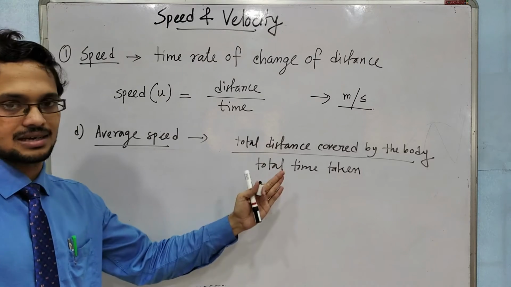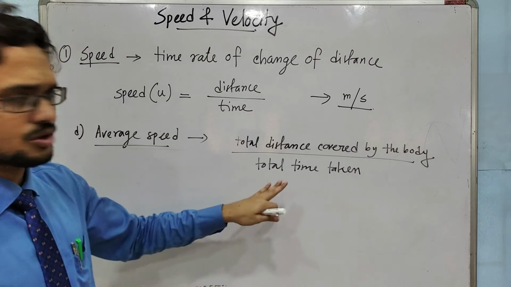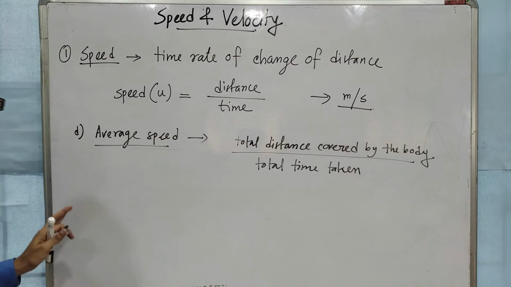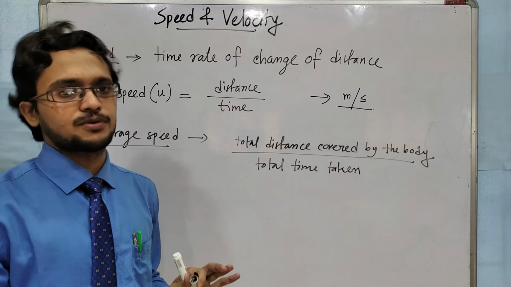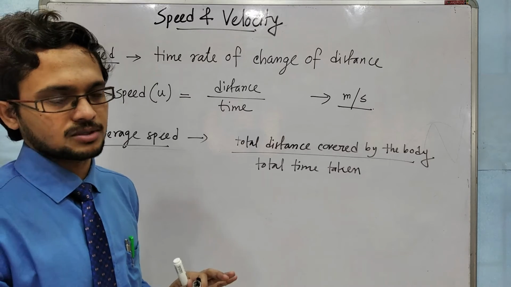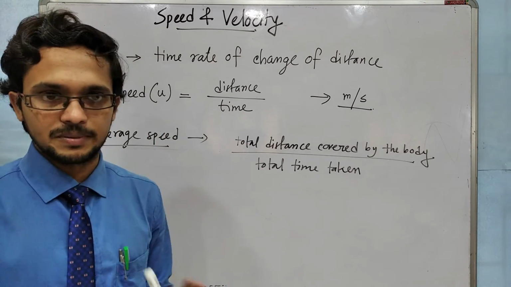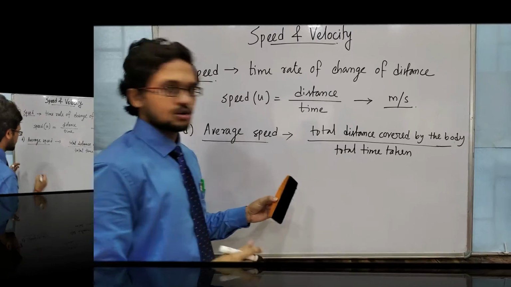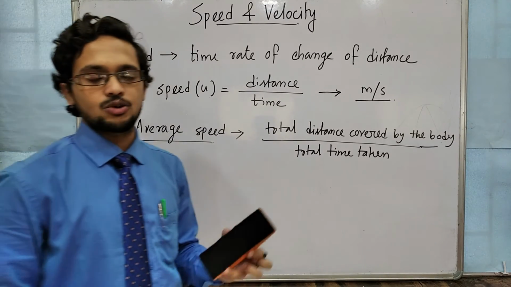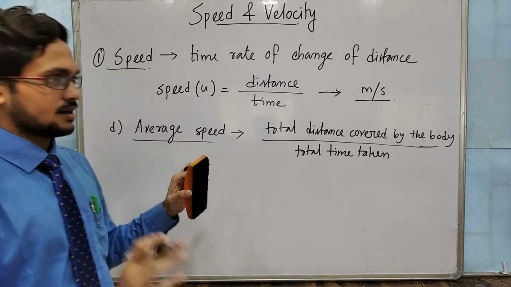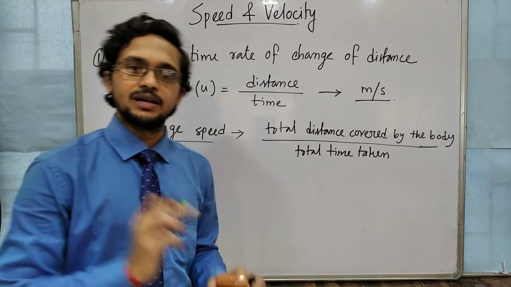Sometimes numericals come from this topic, average speed, so we will solve one or two problems. So we have done four things: uniform speed, non-uniform speed, third one instantaneous speed, and fourth one average speed. Now I am telling a very important point related to uniform speed, instantaneous speed and average speed of a moving body.